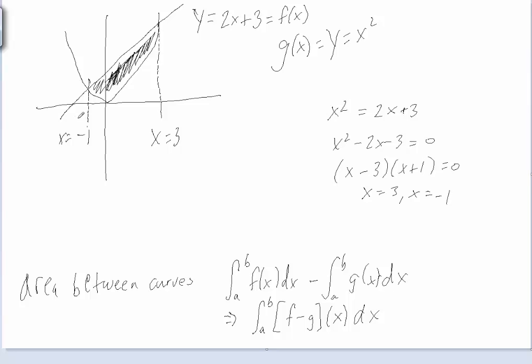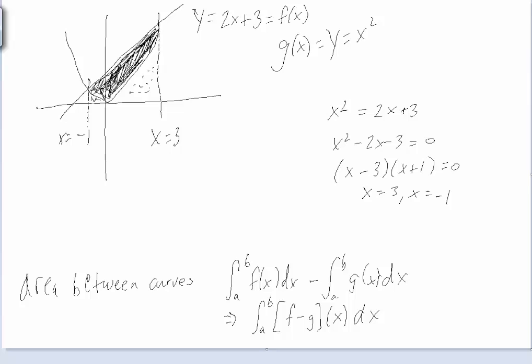Okay, so basically we've got the area that's under the line. So between negative 1 and 3, we've got this entire area under the line above the x-axis. The area under g of x is down here. So if I take in this area, this trapezoid, and I remove what's under x squared, this area, what I'm left with is the area between the two curves.